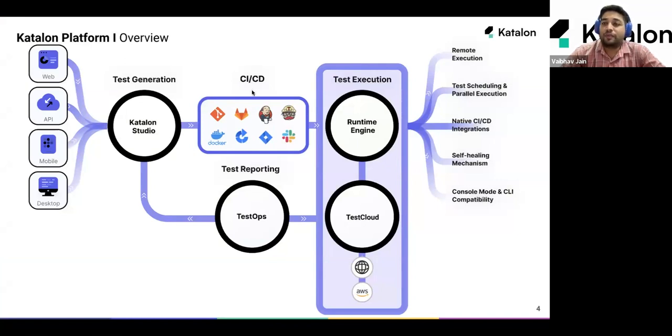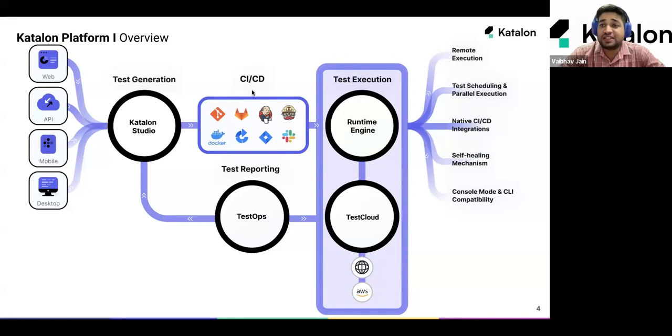Katalon platform overview. As I mentioned in our previous call also, the Katalon platform has three main components. First is Katalon Studio, which we use for test generation. With the help of Katalon Studio, we can automate all kinds of applications, whether web, mobile, desktop, or API. And we can easily integrate Katalon Studio with popular CI/CD tools, whether it's Git, Docker, GitHub, or Jenkins.